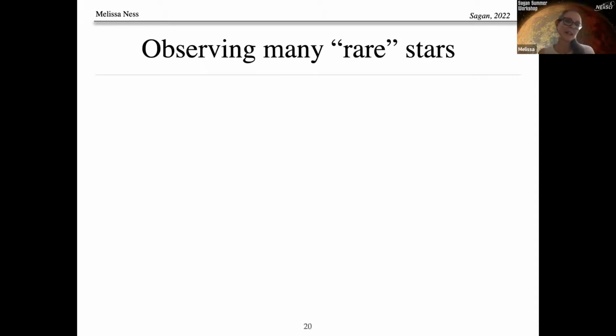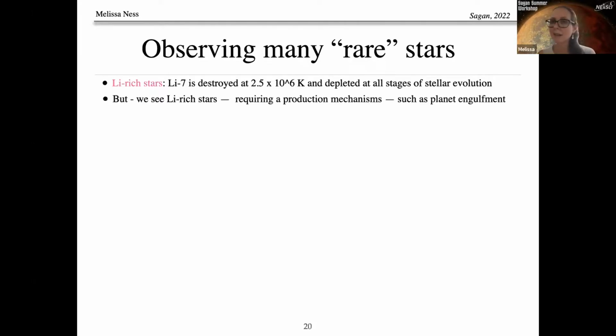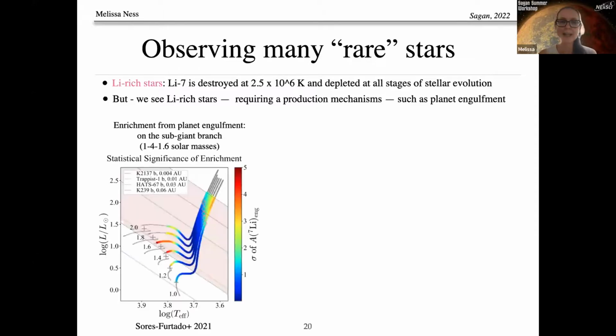Another interesting point to bring up in the context of this workshop is that with these large spectroscopic surveys, we're observing many rare stars. Lithium-rich stars are particularly interesting from a planetary perspective because lithium is destroyed and depleted at all stages of evolution, yet we see stars that are enhanced in lithium. So this requires a production mechanism. One of those proposed production mechanisms is planet engulfment.